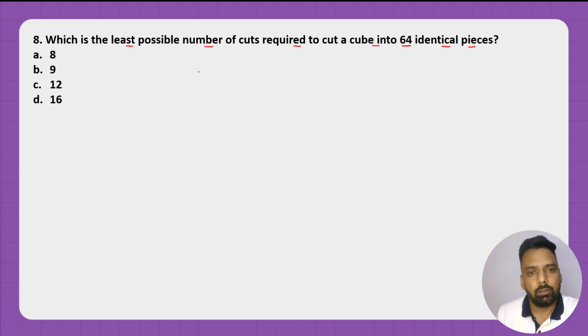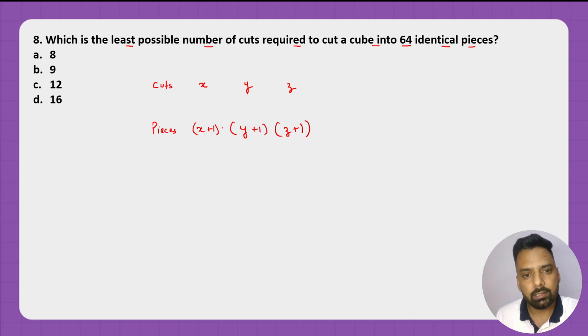Let's say the number of cuts is x in one dimension, y in the second dimension, and z in the third dimension. How do we calculate the number of pieces? That is (x plus 1) into (y plus 1) into (z plus 1). This is how we calculate the number of pieces. x is the number of cuts in the x dimension, y in the y dimension, and z in the z dimension. So the pieces will be (x plus 1)(y plus 1)(z plus 1).